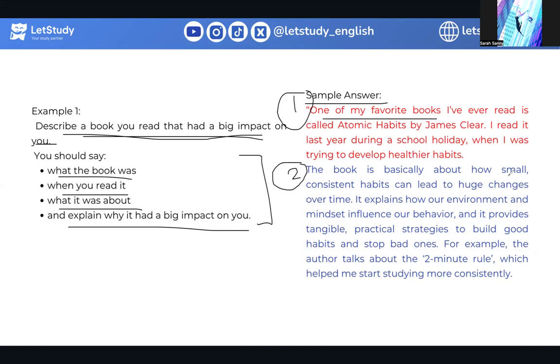This book is basically about how small, consistent habits can lead to huge changes over time. Jadi tentang apa buku ini. Terus it explains how our environment and mindset influences our behavior, provides tangible strategies. Again, lebih menjelaskan buku ini tentang apa dan juga mengasih contoh.